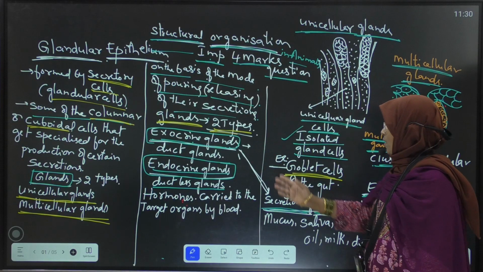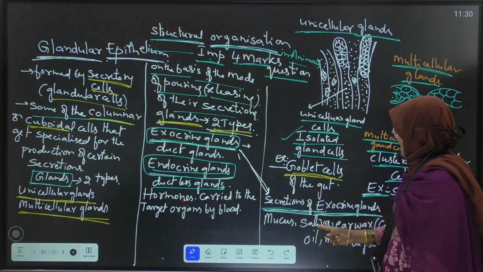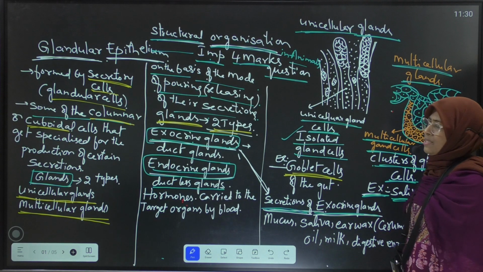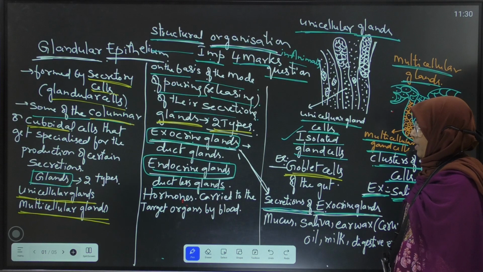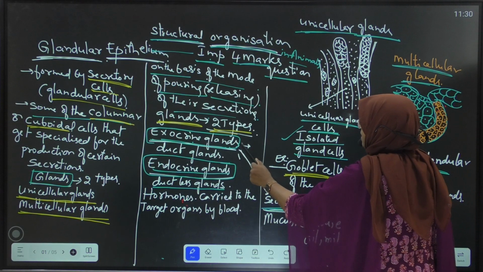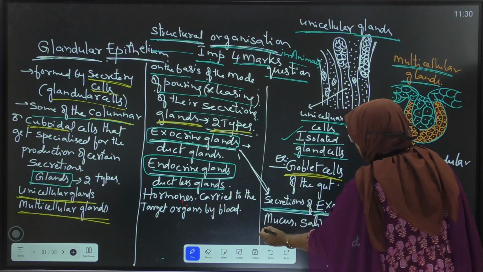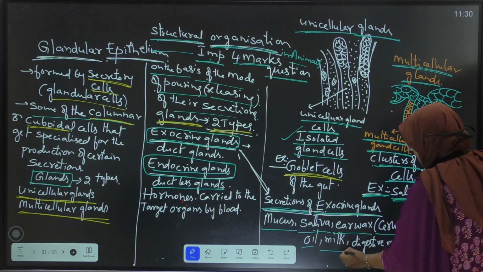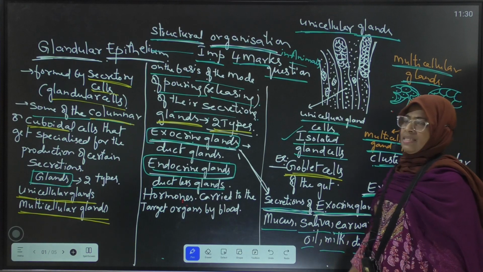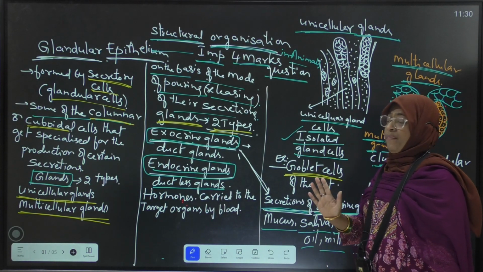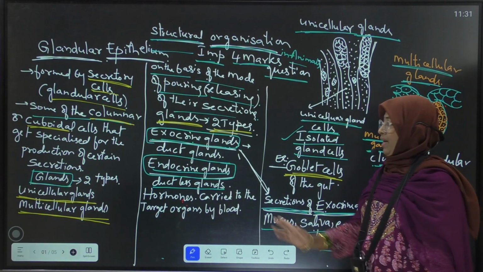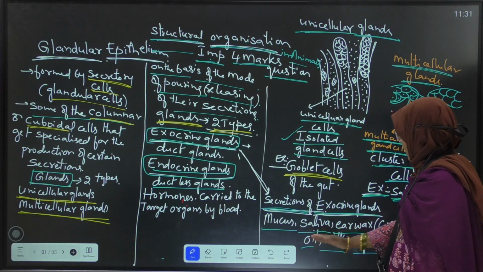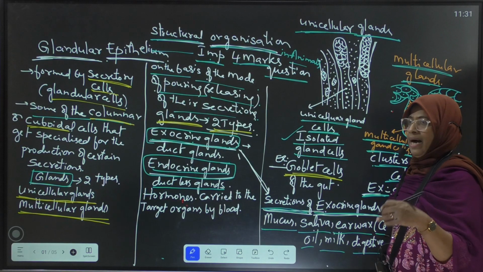The secretions of the exocrine glands include mucus, saliva, earwax or cerumen, oil, milk, and digestive enzymes and other cellular products. Examples of secretions of the exocrine glands are mucus, saliva, earwax or cerumen, oil, milk and digestive enzymes. Once again, mucus, saliva, earwax, oil, milk, digestive enzymes and other products.